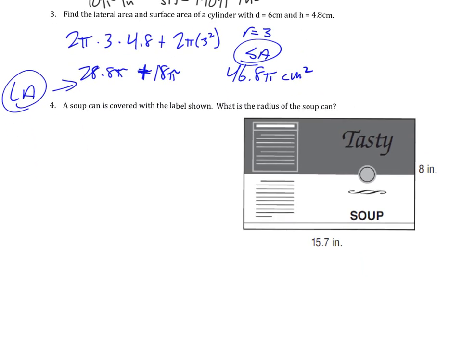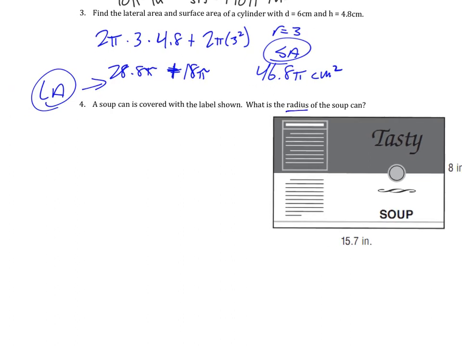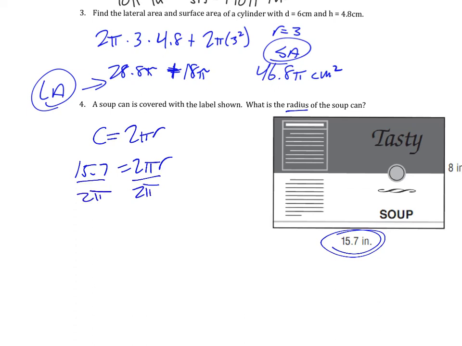Okay, last one. What's the radius of the soup can? Well, you know that this is your circumference. So that's going to be 15.7. And you know that that's 2 pi r. So all I'm going to do is divide that by 2 pi. So a little division divided by 2. And that's going to give me a radius of 0.341 inches. Oops, hold on. Quick check. I made a hiccup there. How about 2.5 inches? That makes way more sense.